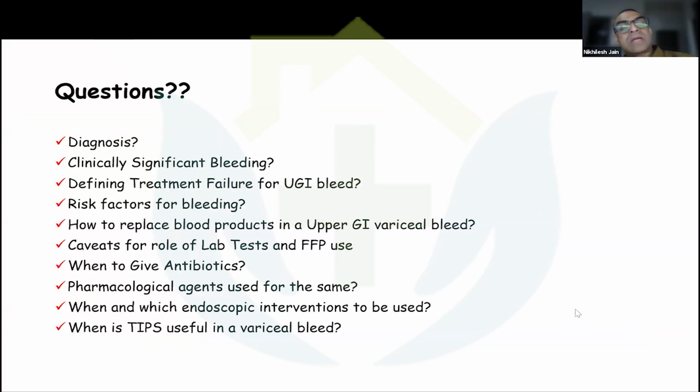So the common questions that come out of this are diagnosis, what is the clinically significant bleeding? How would you define a treatment failure for upper GI bleed? What are the risk factors for bleeding? How do you replace the blood products in an upper GI variceal bleed? Caveats for role of lab tests and fresh frozen plasma use. When do you give antibiotics? What are the pharmacological agents which are used for the same? When and which endoscopic interventions to be used? When would TIPS be useful in a variceal bleed?